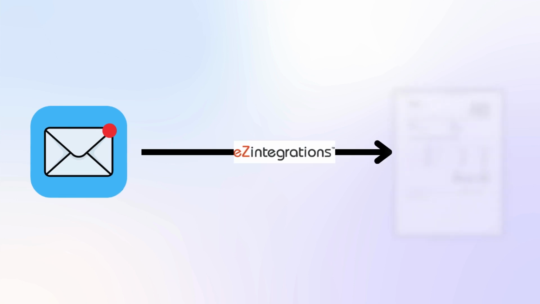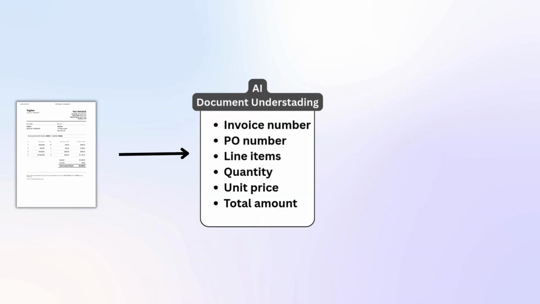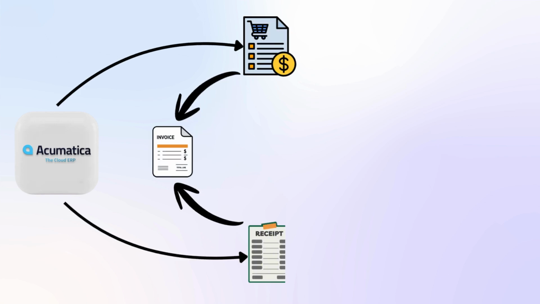Here's how the workflow works. Whenever any email is received in a designated email inbox, eZintegrations fetches that invoice from the email, and AI extracts structured data from the invoice. Then, eZintegrations looks up Acumatica ERP using REST APIs. It fetches purchase order data and goods receipt data for the particular invoice.